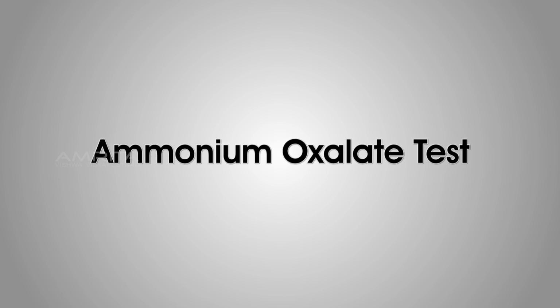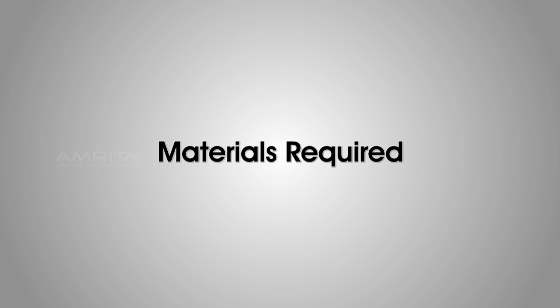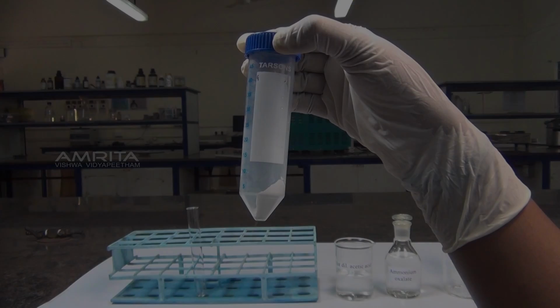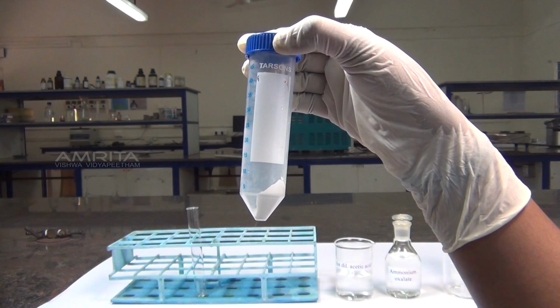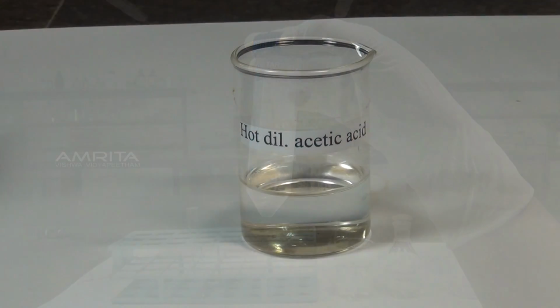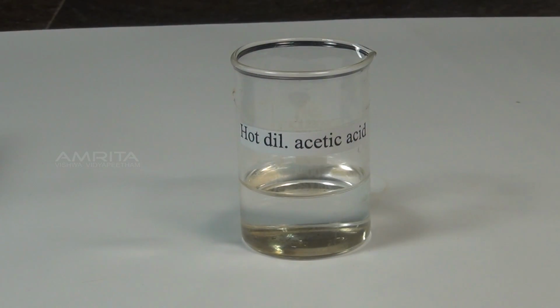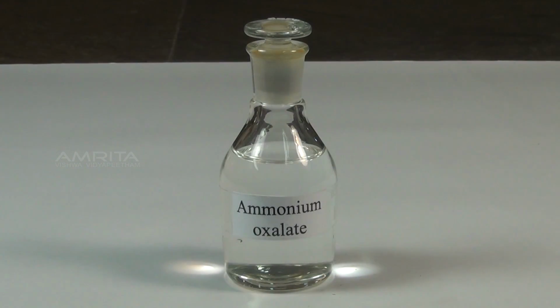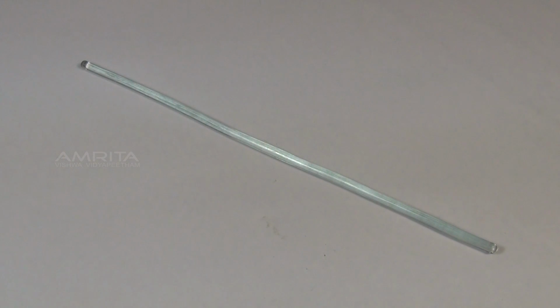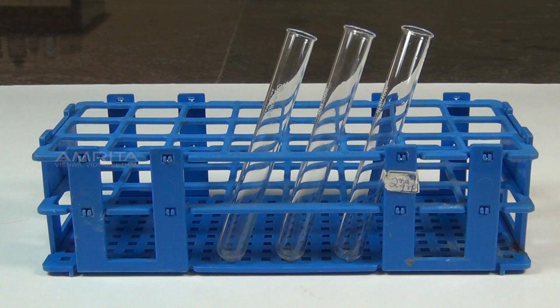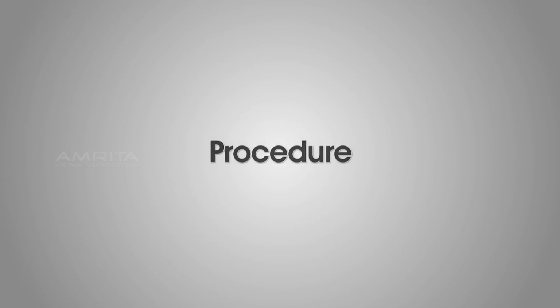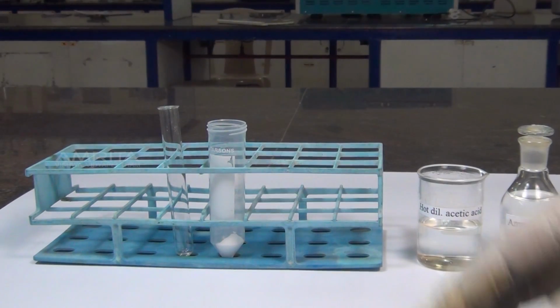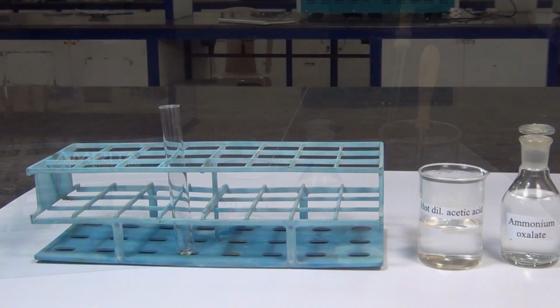Ammonium oxalate test. Materials required: precipitate obtained in the group analysis, hot dilute acetic acid, ammonium hydroxide, ammonium oxalate solution, glass rod, test tube, and droppers. Procedure: take the precipitate obtained in the group analysis.